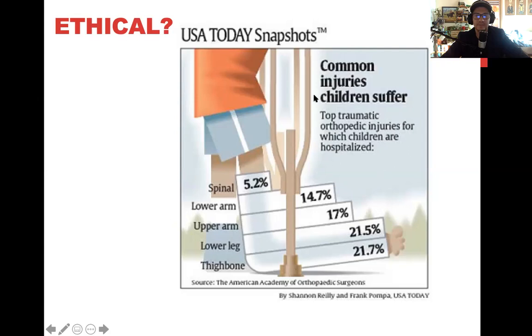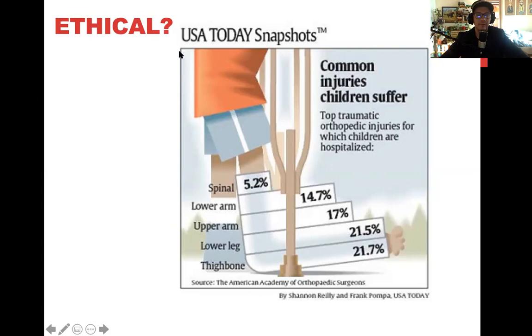And so we've skipped this. Okay, we'll read that later. We're not reading this stuff yet. And so we see just that thigh bone is 21%, lower leg is 25, upper arm is 17, lower arm is 14. And we think, oh my God, 21% of injuries children suffer are from their thigh bone, 21% are their lower leg, 5% of children suffer spinal injuries. That's kind of scary, right?